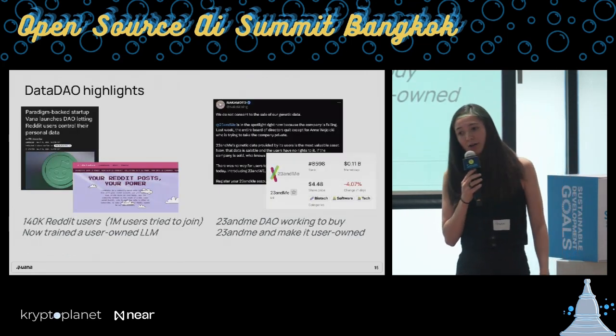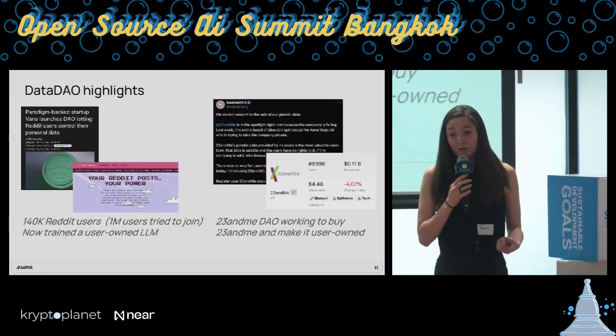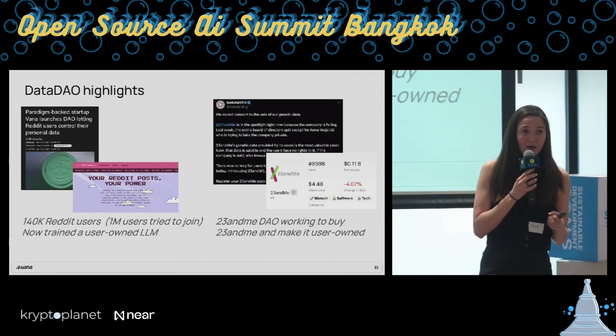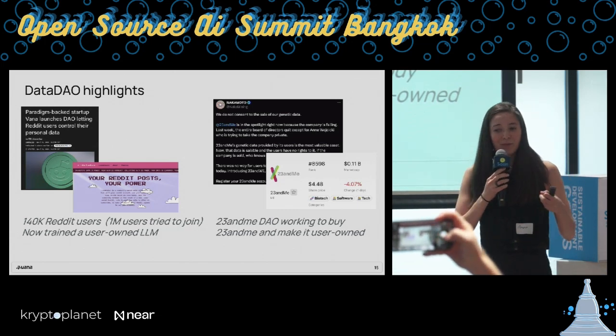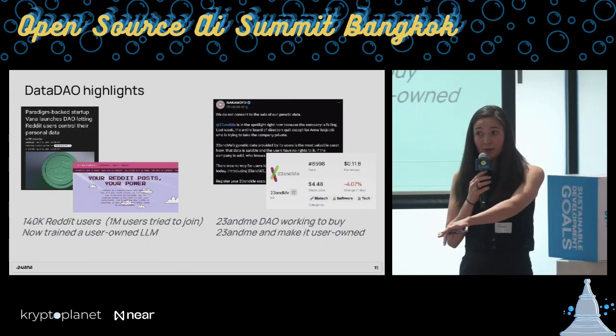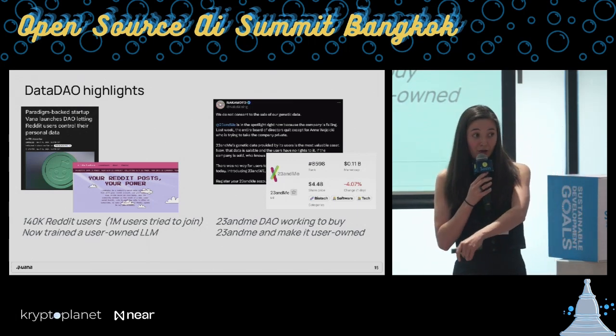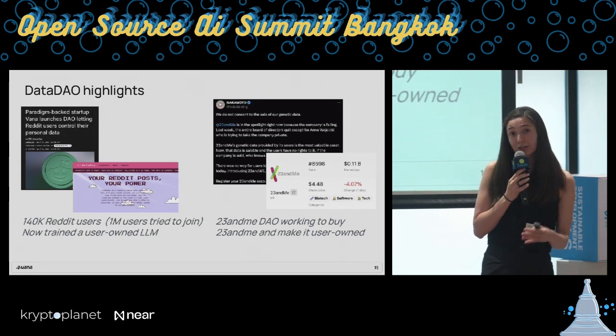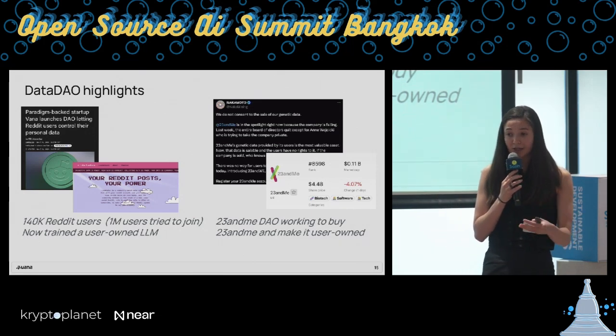A couple of data DAOs I would highlight. One is the Reddit data DAO, which has now created the first user-owned AI model that's just good at commenting on Reddit, kind of shitpost style. And I'll mention too, so 1 million people tried to join the Reddit data DAO, but only 140,000 people passed proof of contribution. So that's ensuring that they're actually bringing good data in.